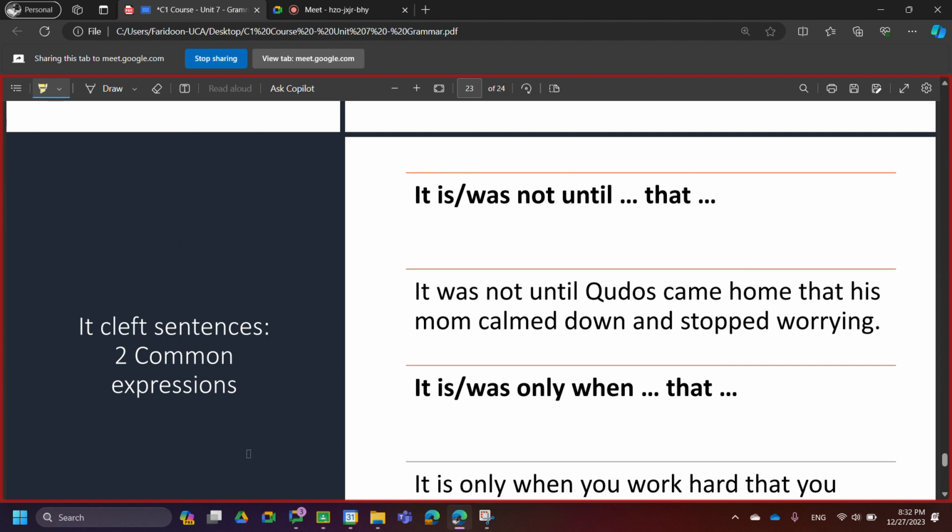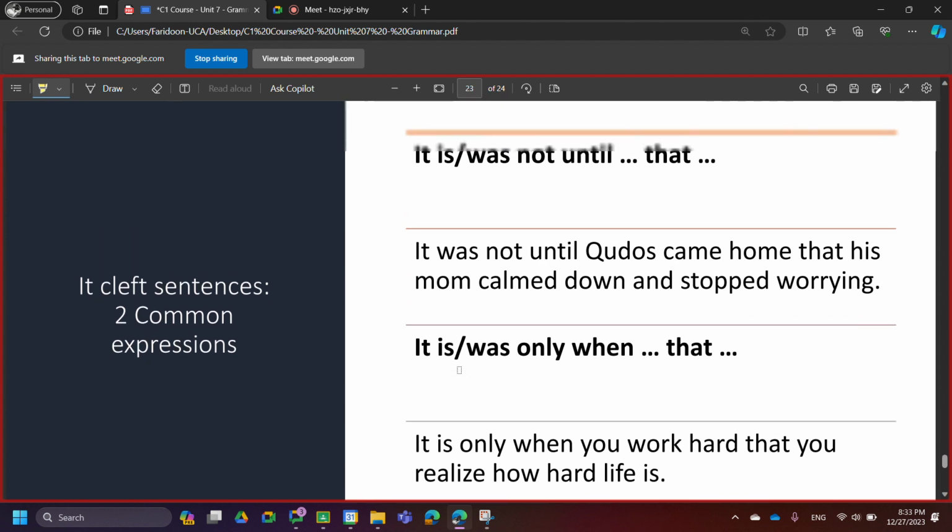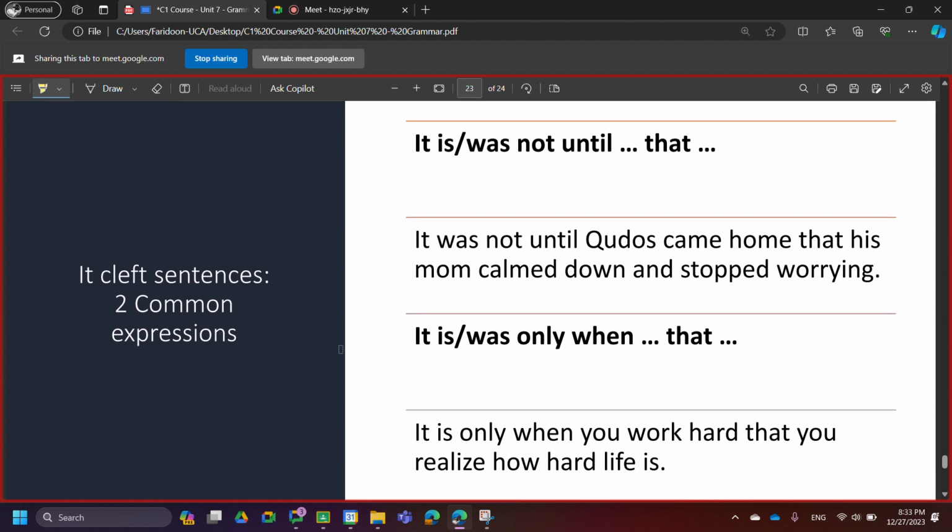It cleft sentences, guys, has two common expressions as well. One of them is "it is" or "it was not until blah blah blah that blah blah blah." It was not until Qudus came home that his mom calmed down and stopped worrying. Okay? And another very common phrase using the it cleft is "it is" or "it was only when blah blah blah that blah blah blah." Okay? It is only when you work hard that you realize how hard life is. So these two are very, very common ways of using the it cleft.